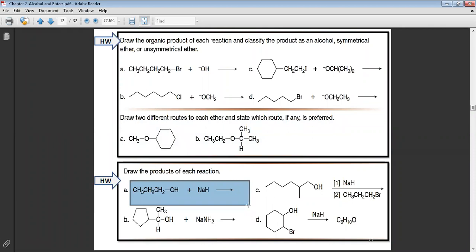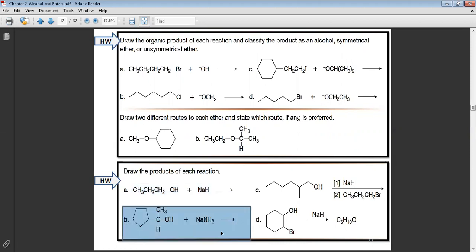Alcohol or ether? Alcohol is acidic. NaH gives H2 and O minus Na. What does O minus Na mean? Is it an alcohol? Okay, the product will be a salt, not alcohol. No. This is a salt. A salt.